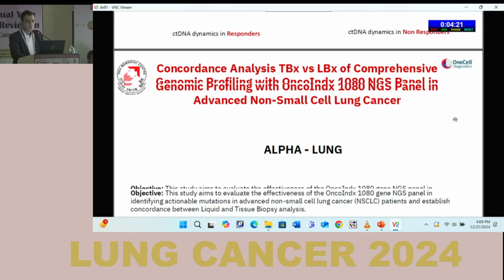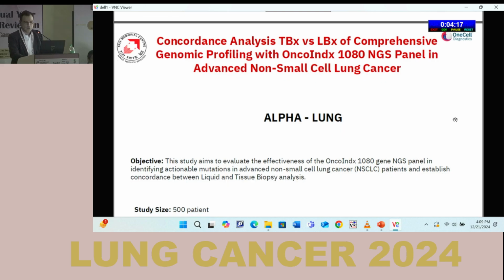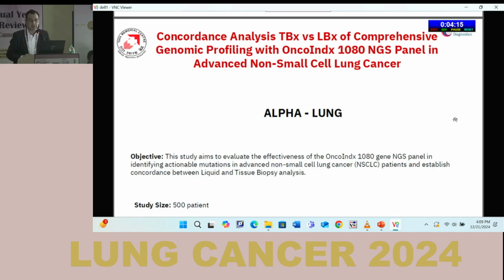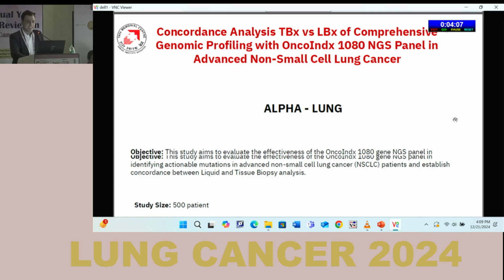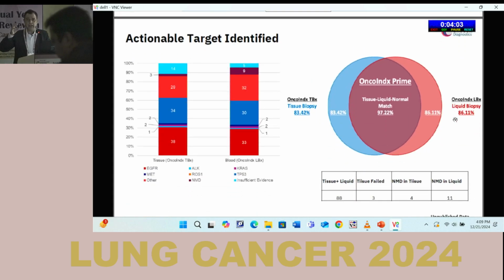We are also doing a study on concordance of tissue and liquid using our proprietary panel of 1080 genes. We call it the Alpha Lung study, and the target is about 500 patients, and hopefully in another 2 months we'll have complete results. But initial results, when I looked into lung specific biomarkers like those in the NCCN guidelines, on the left hand side you see how we got them and how concordant it was.